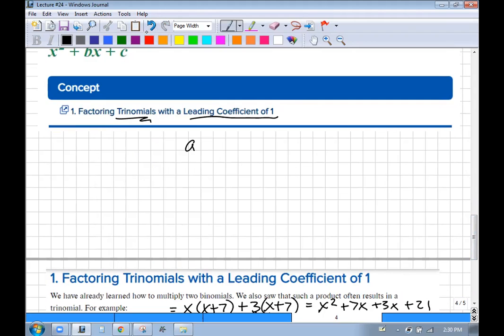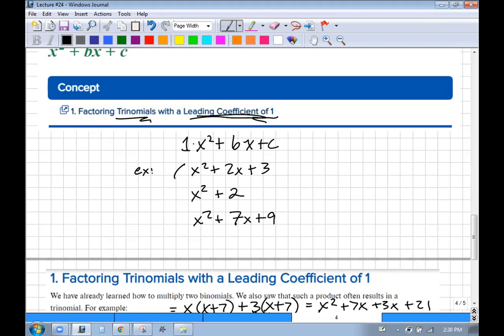A trinomial looks like this. X squared plus bx plus c. Remember I used to go ax squared? Well, they're saying leading coefficient of 1. Right, so these are trinomials because there's 3 terms. Okay, so let's correct that. So examples are x squared plus 2x plus 3, x squared plus 2, x squared plus 7x plus 9. These are all trinomials with a leading coefficient of 1. There's a 1 in front of all these trinomials.